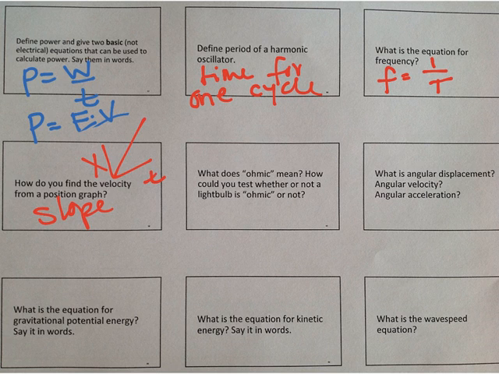Ohmic, again, ohmic is whether or not it follows Ohm's law. How could you test whether a light bulb is ohmic or non-ohmic? You pretty much just need to make a graph and check: is this linear? If it's linear, it's ohmic. Non-linear, non-ohmic.